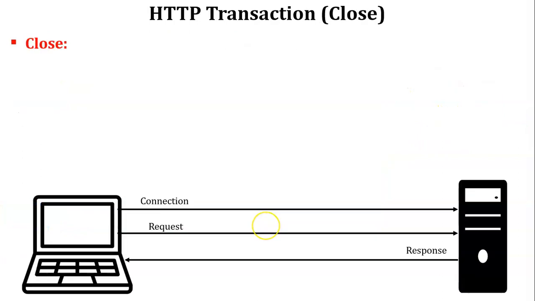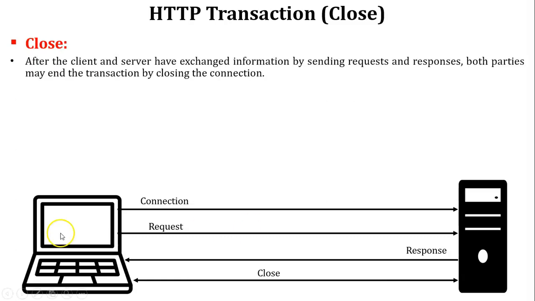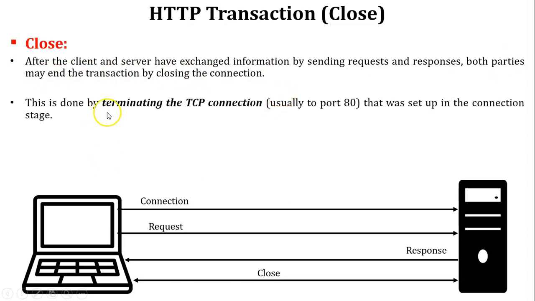The next component is close. After the request, the response, and all the required information are received on the client side, both parties terminate or close the connection. After the client and server have exchanged the information by sending requests and responses, both parties may end the transaction by closing the connection. Here the connection is closed using the TCP connection termination method.